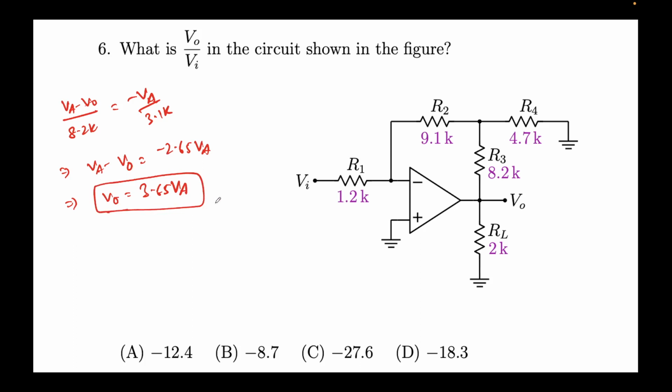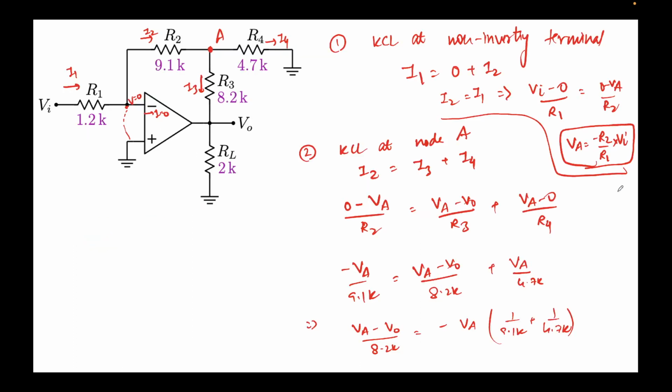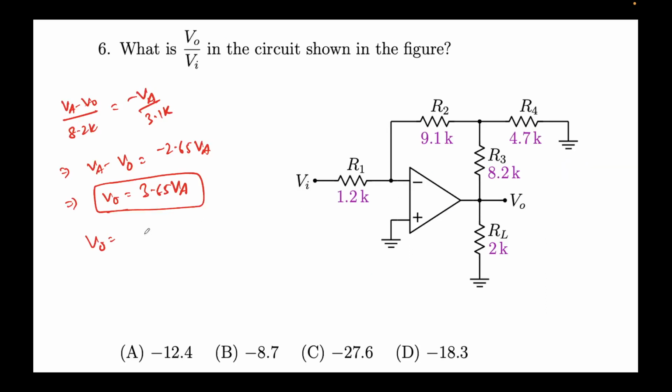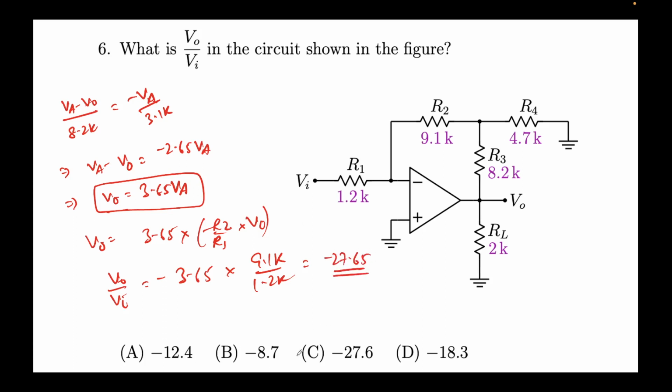Now what is VA? We already know VA is here. So VA is nothing but minus R2 by R1 times Vi. So V0 is 3.65 times minus R2 by R1 times Vi. From this I get V0 over Vi equal to 3.65, negative sign, R2 is 9.1K, R1 is 1.2K. So I'll simply put those values. That will be 9.1 over 1.2. This comes out to be minus 27.65. Closest option is C.